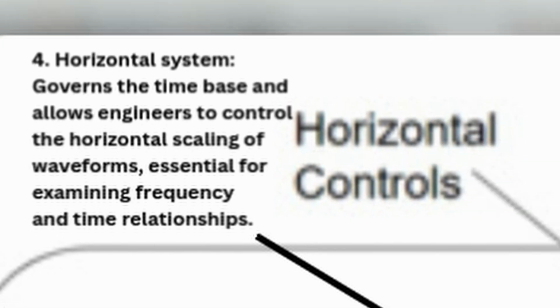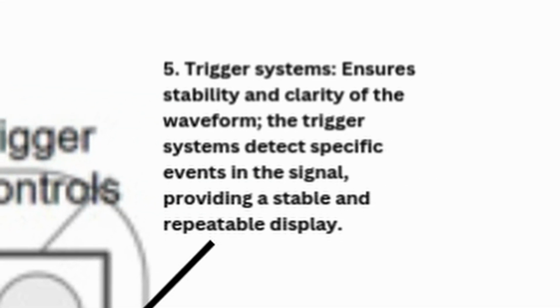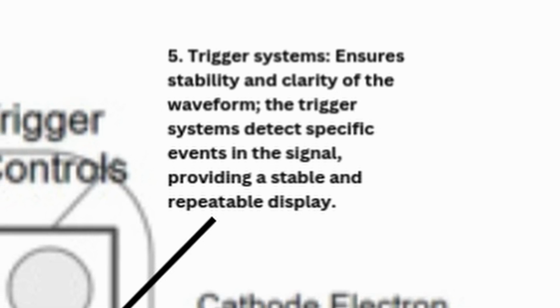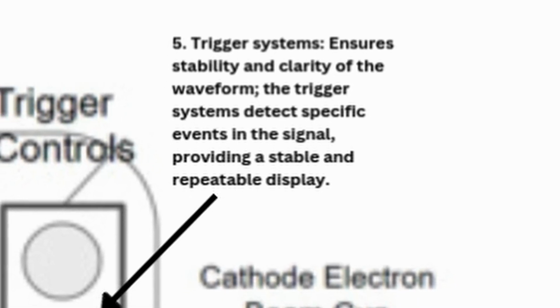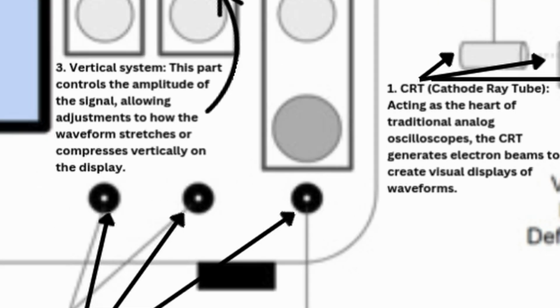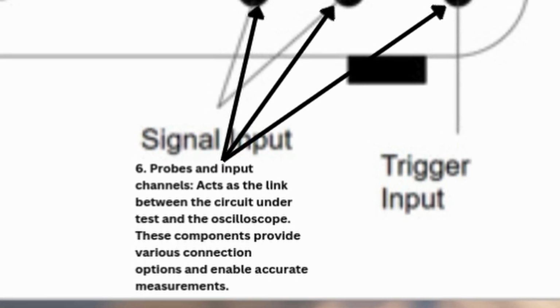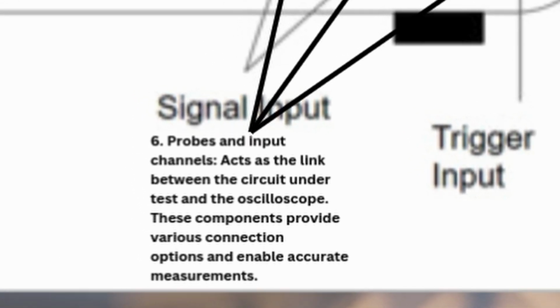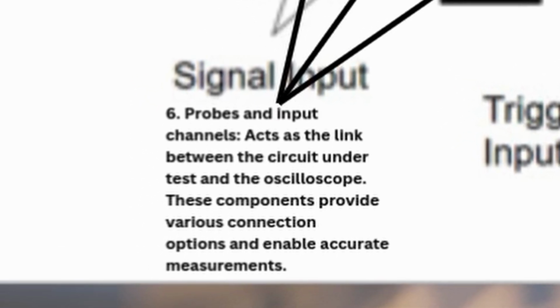Number 5. Trigger systems. Ensures stability and clarity of the waveform. The trigger systems detect specific events in the signal, providing a stable and repeatable display. Number 6. Probes and input channels. Acts as the link between the circuit under test and the oscilloscope. These components provide various connection options and enable accurate measurements.